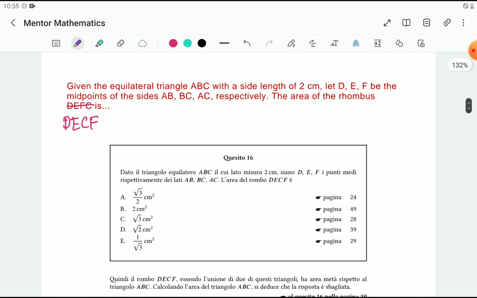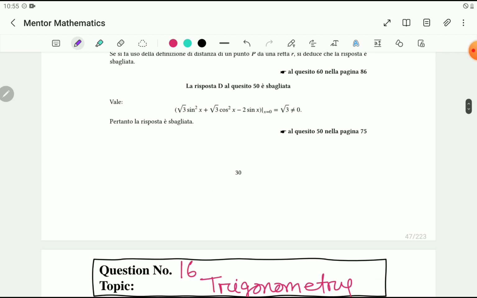Number 16. Given the equilateral triangle ABC with a side length of 2 cm, let D, E, F be the midpoints of the sides AB, BC, AC respectively. The area of the rhombus DECF is √3 by 2 cm square, 2 cm, √3 cm square, √2 cm square, 1 by √3 cm square. So we have to find out that.